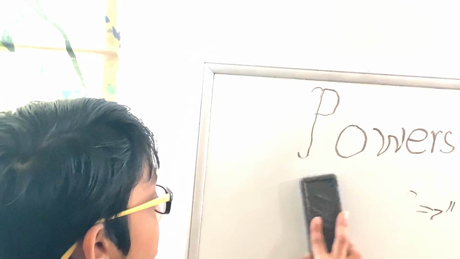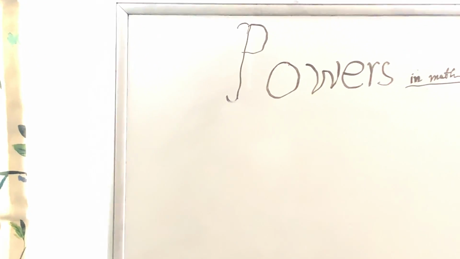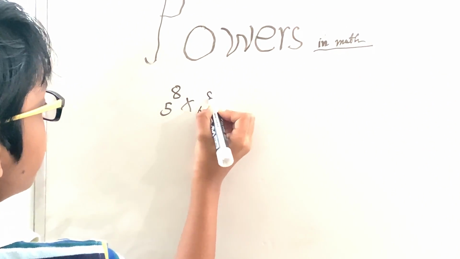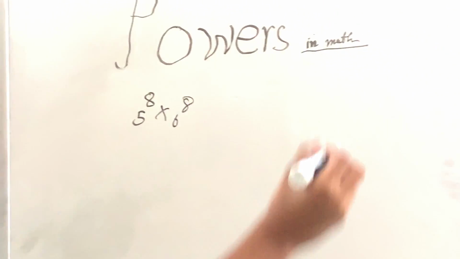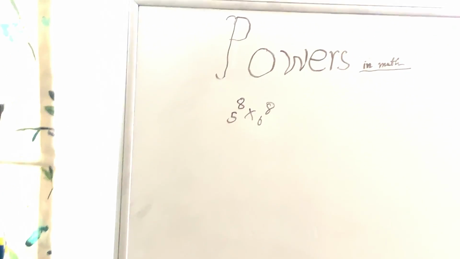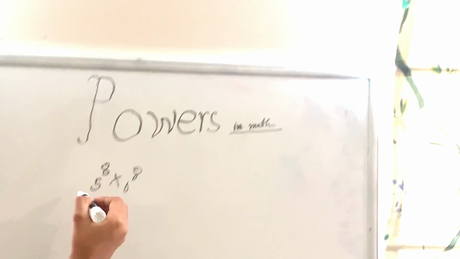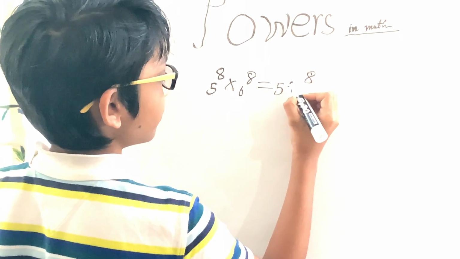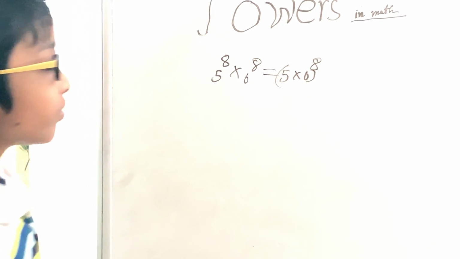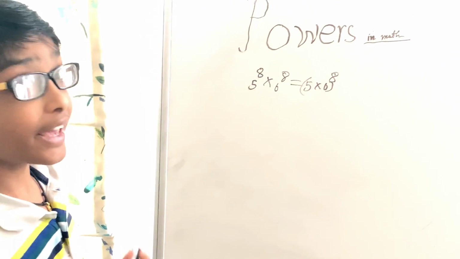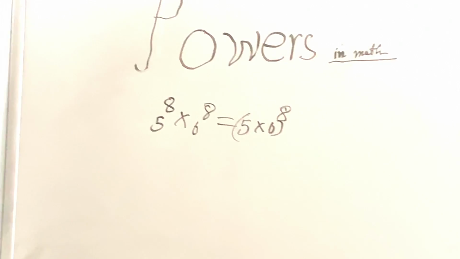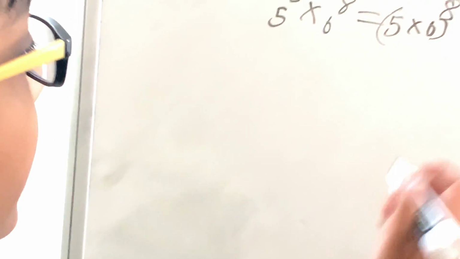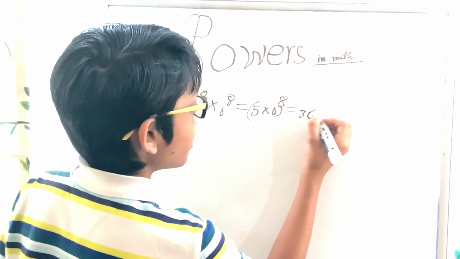Now, what if the exponents are the same, but the base is different? Let's say 5 to the 8th power times 6 to the 8th power. This is different, right? You can't just add the 8 and 8 because the bases are different. Don't worry. Instead, the bases just get multiplied with the same power. If the exponents are the same but the bases are different, you multiply the bases with the same exponent. So this equals 5 times 6, which is 30, power 8.